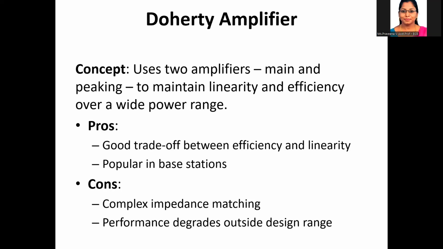And the Doherty amplifier. Here, the Doherty amplifier is a high efficiency RF power amplifier. It's widely used in modern wireless communication systems. Generally, it employs two amplifiers, namely the main amplifier and the peaking amplifier. The main amplifier is a carrier amplifier. Why are we using two amplifiers? In order to maintain a high efficiency and good linearity over a wide range of output power levels.